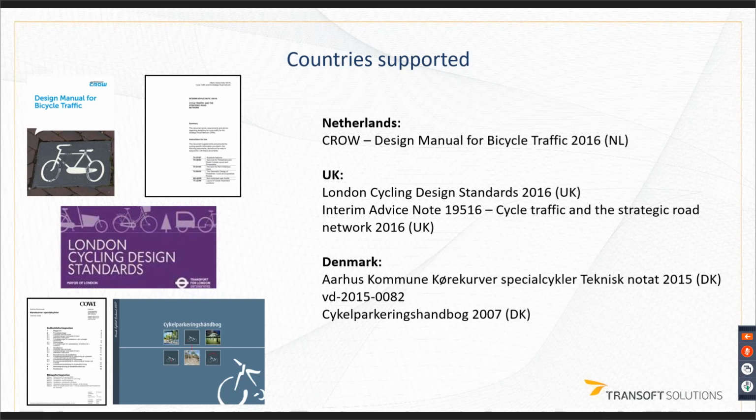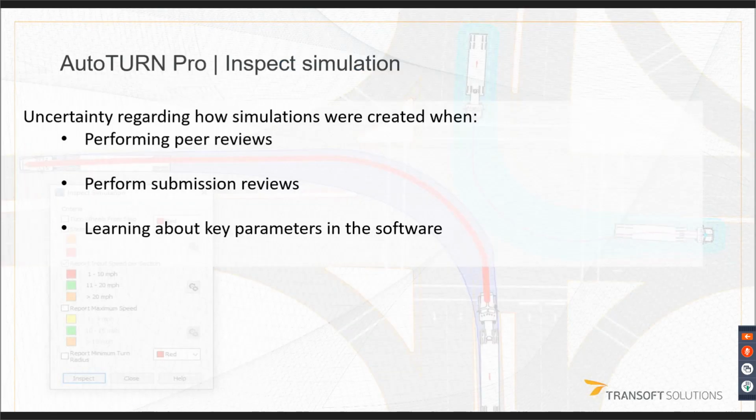This is just to introduce you to the tool. Our next tool, as I talked about in the introduction, is the inspect simulation tool. What we have heard from our customers, and we have realized through our tips, webinars, and every kind of live presentation we make, is that there's a lot of uncertainty about how simulations were created. When you're performing peer reviews, when you're checking drawings submitted by a consultant or a third party, or even when you're just trying to learn about these parameters in the software, there's always a lot of uncertainty. The software is very easy to use and seems very straightforward, but some of these parameters are question marks and they do play an important role in vehicle simulation.